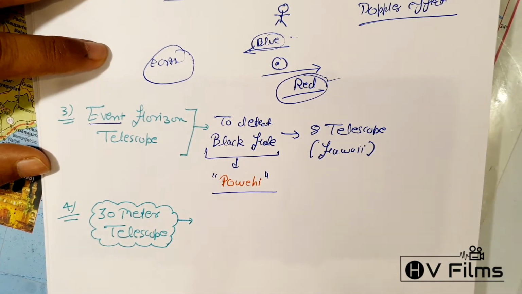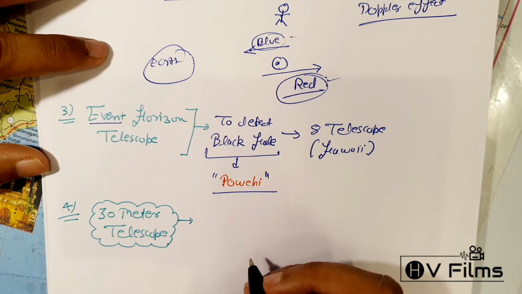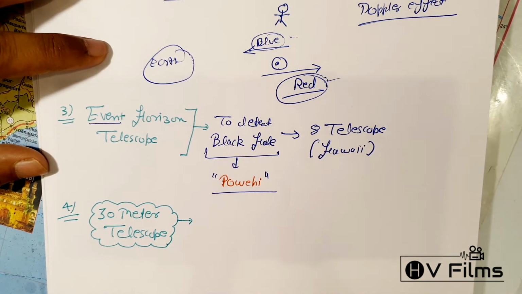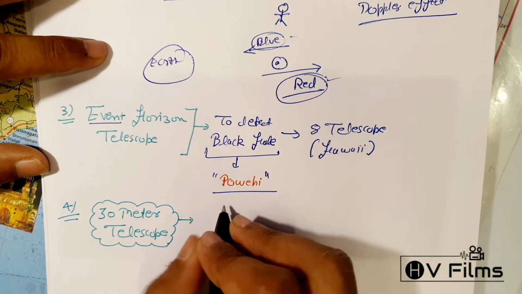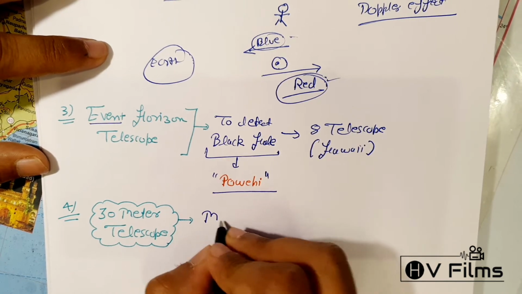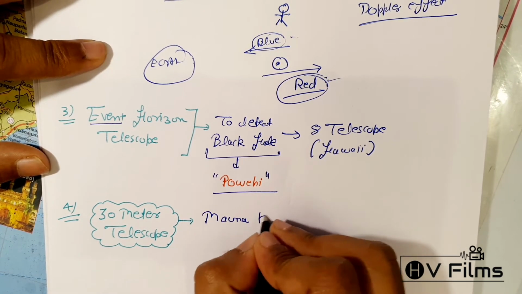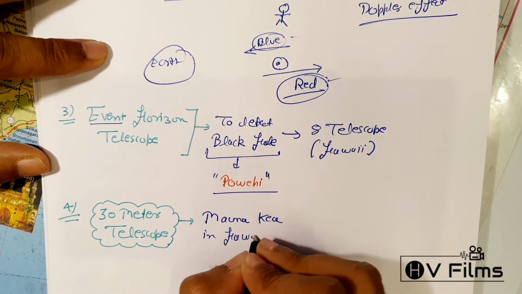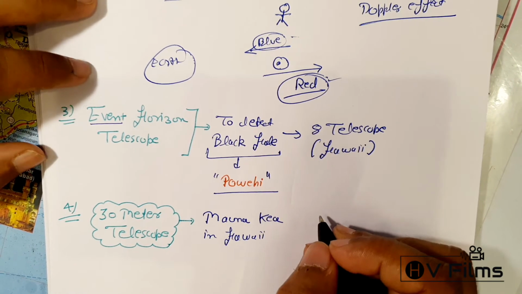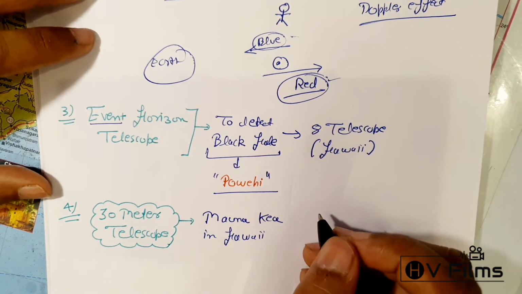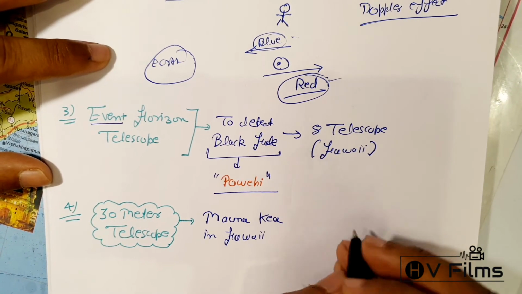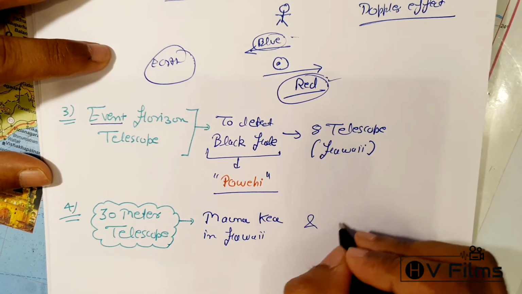Now the 30-meter telescope is basically a multi-wavelength large telescope for near ultraviolet to mid-infrared observations, and the proposed site is Mauna Kea in Hawaii. It was pretty much in the news last year, because the local people of Hawaii were angry that we are making such telescopes there. And the second telescope is basically in Hanle, Ladakh.